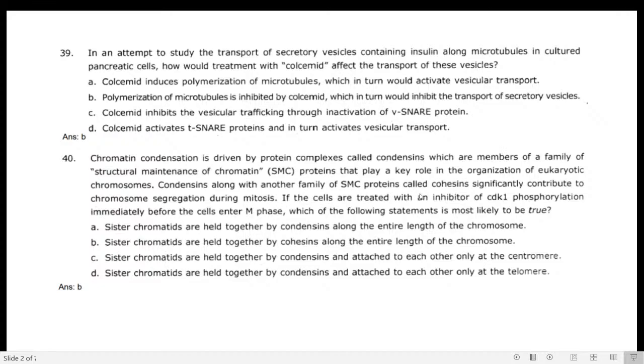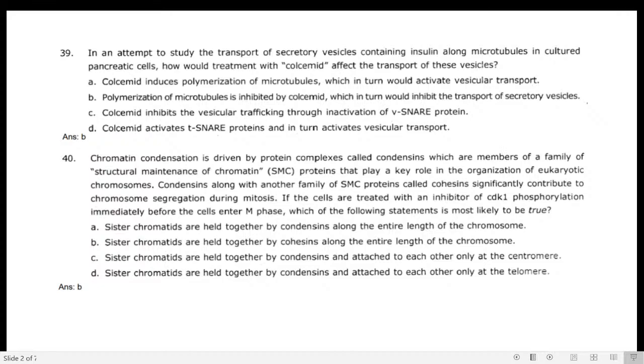If the cells are treated with the inhibitor of CDK1 phosphorylation, here you want to know the role of the CDK phosphorylation, then only you can answer this question. So the answer is that sister chromatids are held together by the cohesin along the entire length of the chromosome. The answer is sister chromatids.